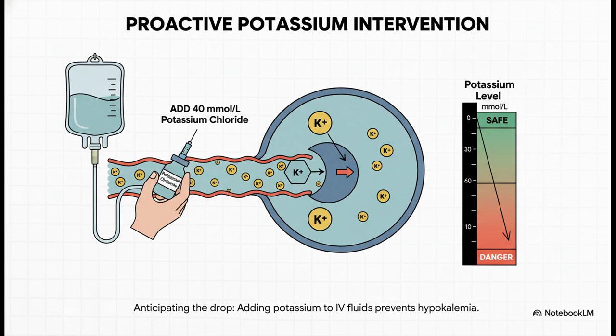We know that as soon as our insulin starts working, it's going to drive all that potassium back into the cells, causing the blood level to plummet. So to prevent this, as soon as the serum potassium is below 5.5, we start adding potassium chloride directly to the IV fluids. We are anticipating the drop to prevent a life-threatening heart rhythm problem.